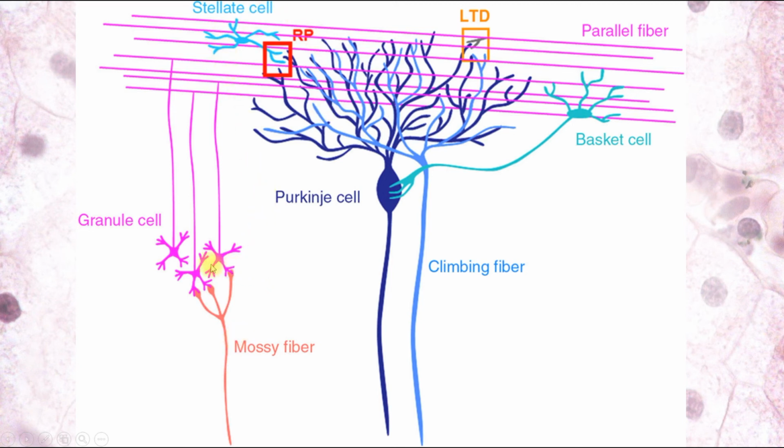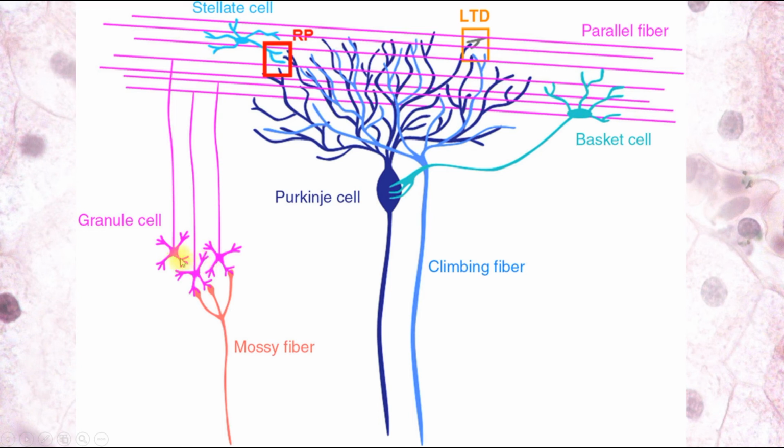Their endings are in the granule cell layer. So they don't reach Purkinje cells directly. They don't contact with them directly. They end in the granular layer. Here they form contacts with dendrites, short dendrites of granule cells.